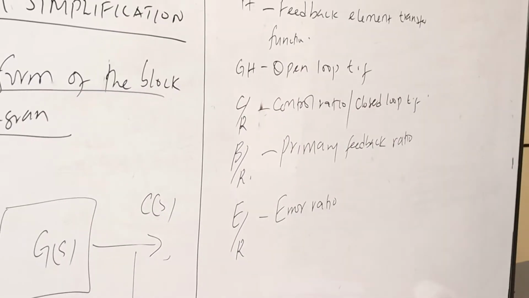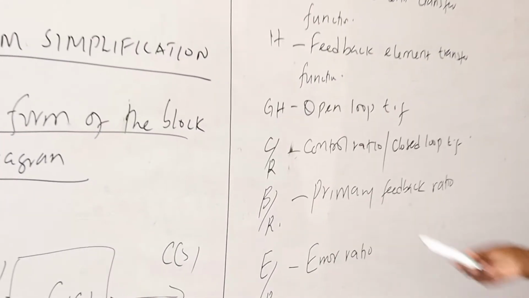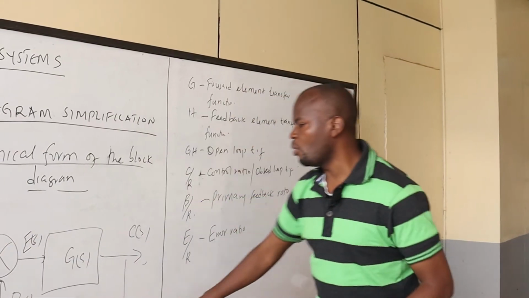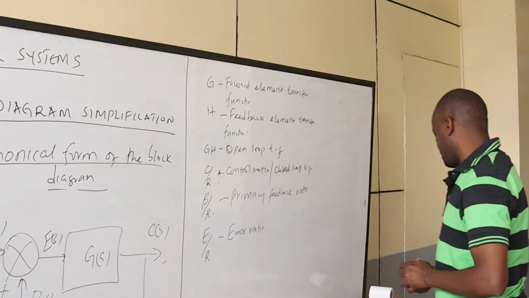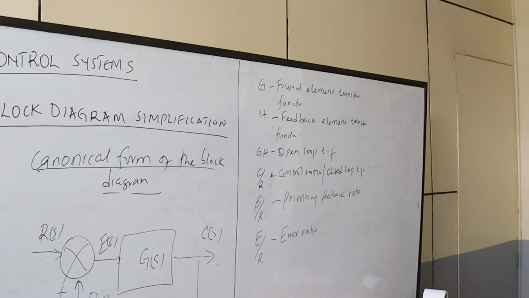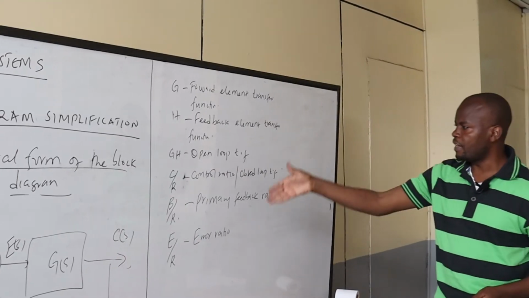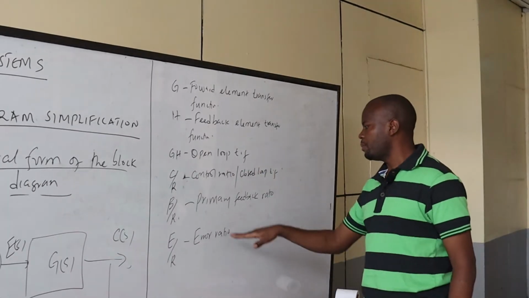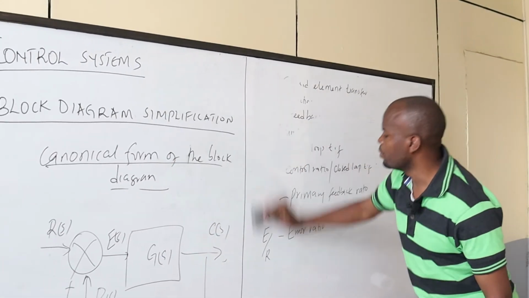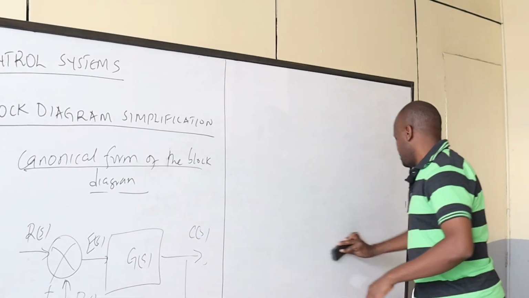So from this particular block diagram, we want to look at how we are going to get all these ratios that we are talking about and express them in terms of the parameters that we have in the block diagram. We can start by expressing these in terms of G and H in order to obtain the various ratios: the control ratio, primary feedback ratio, or even the error ratio. So we can start by looking at how we obtain the error ratio from that particular block diagram.